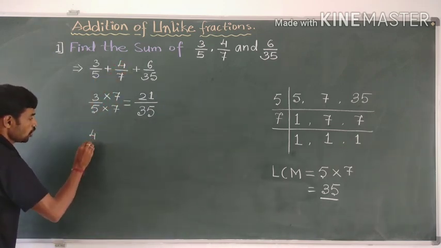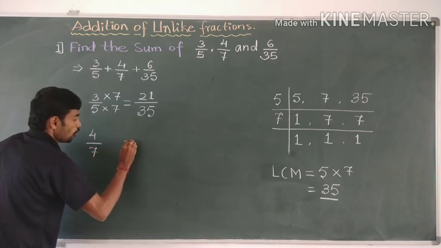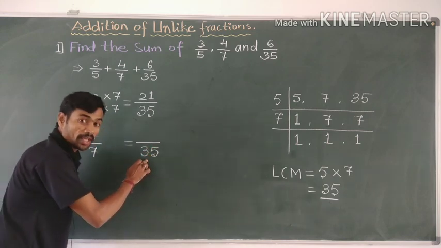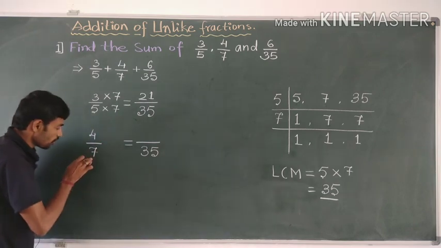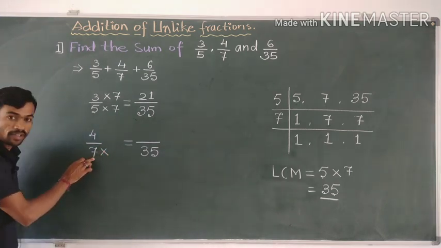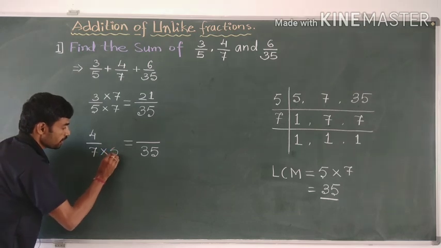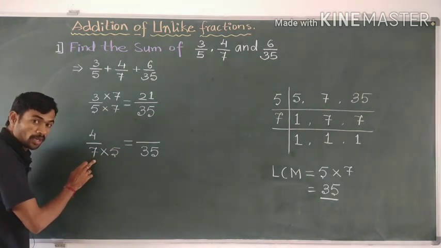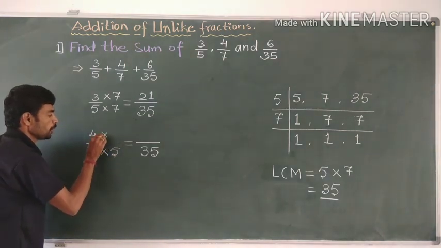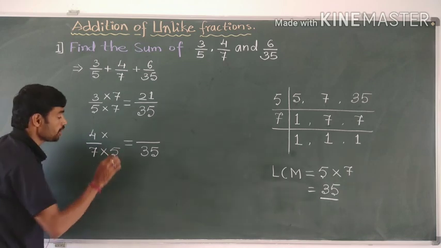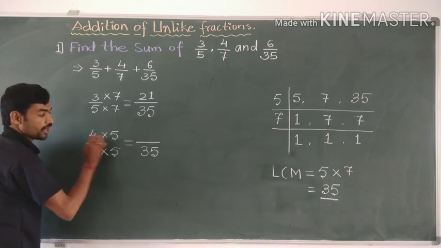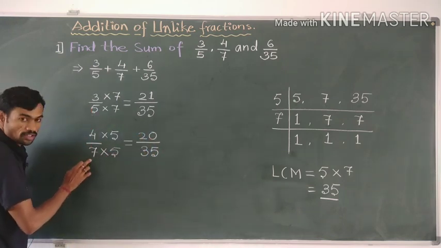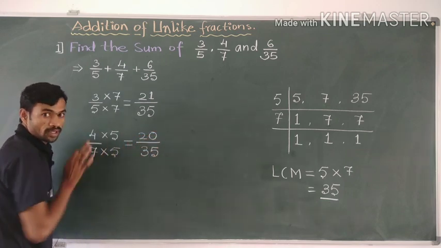What is that second fraction? 4 by 7. For 4 by 7, what do you need to multiply to get the denominator 35? For 7, which number do we need to multiply by? 5. 7 fives are 35. Here we have multiplied the denominator by 5, so we have to multiply the numerator also by 5. 4 fives are 20. So the equivalent fraction of 4 by 7 is 20 by 35.